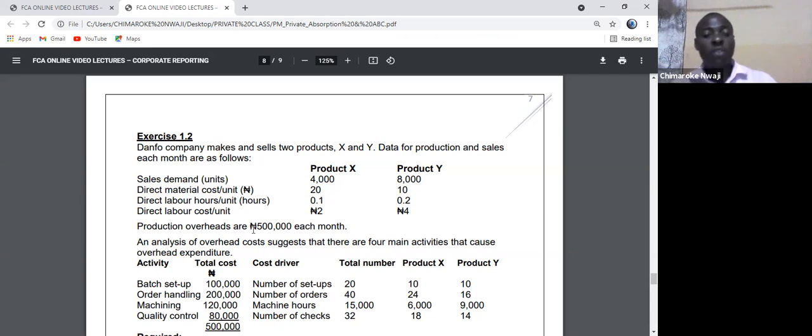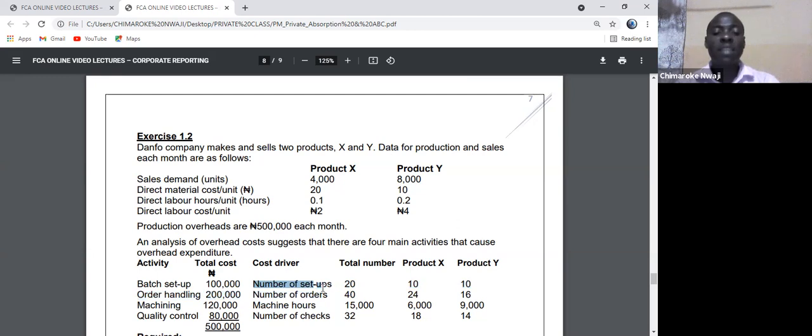Production overhead, we are told that it is 500,000 for each month. So it is called a period cost. So this 500,000 for each month is the same as this 500,000 here. And look at how the breakdown is done. All this batch setup, order handling, machining, quality control, these are your cost pools. Now look at the cost drivers, things that drive the cost.